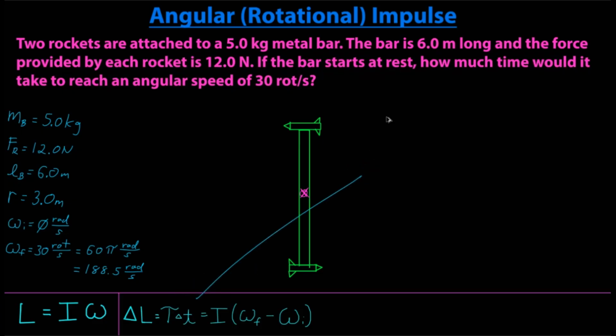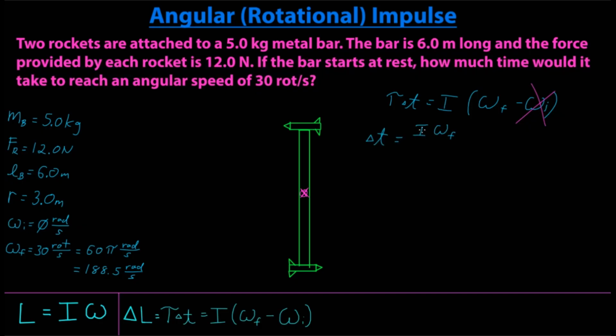I'm going to move up my equation. Torque times time equals moment of inertia times change in angular velocity. There is no initial angular velocity. I'm after time, which is moment of inertia times omega final over the torque. I have omega final, which means I need these two.